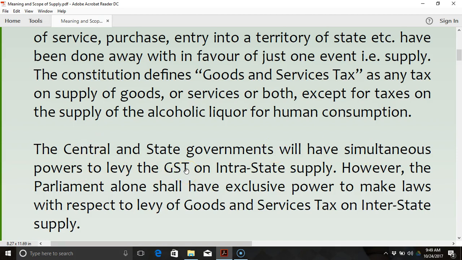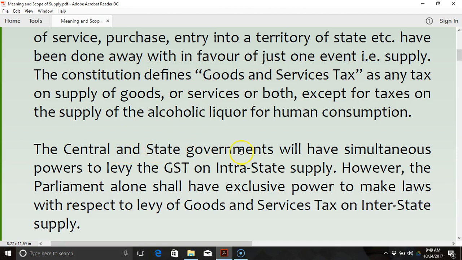What happens? The tax rate is 18%. This 18% will be equally split into two, 9% and 9%. One portion, 9%, will go to the central government as CGST. The other 9% goes to the state government as SGST. So, CGST is 9%, SGST is 9%. 9 plus 9 is 18%. That is what is being told here.